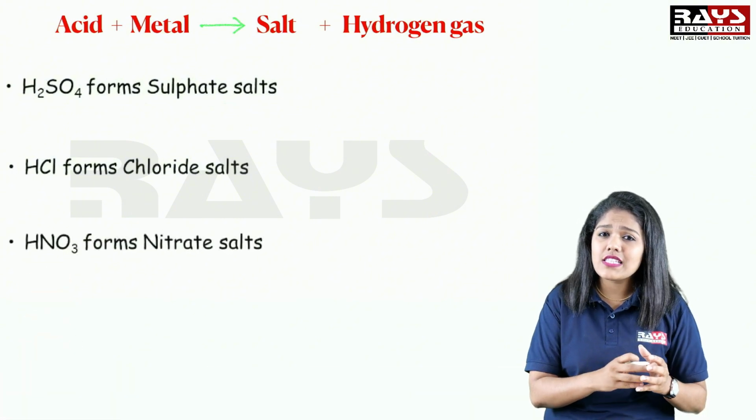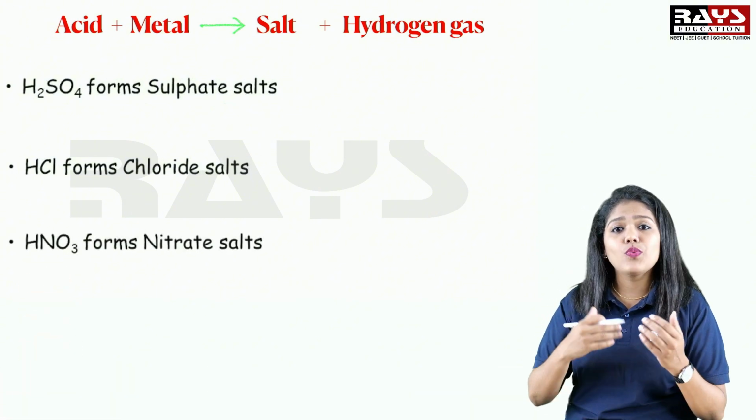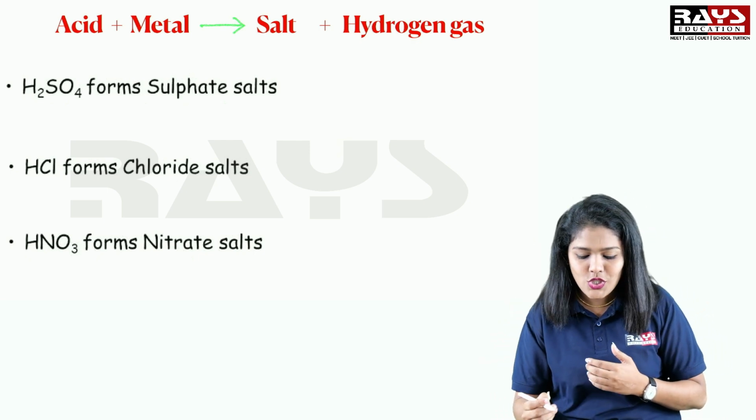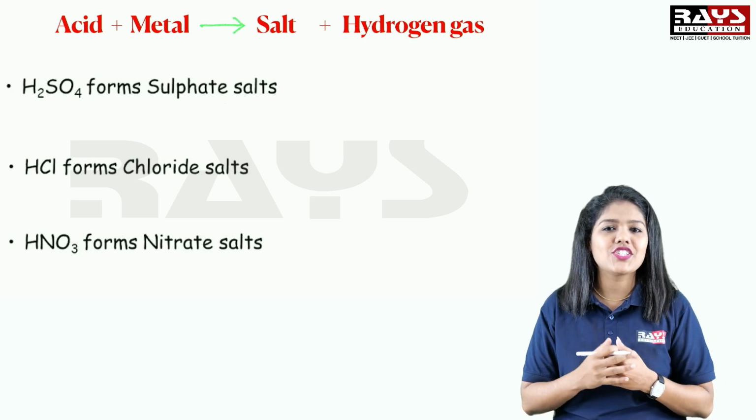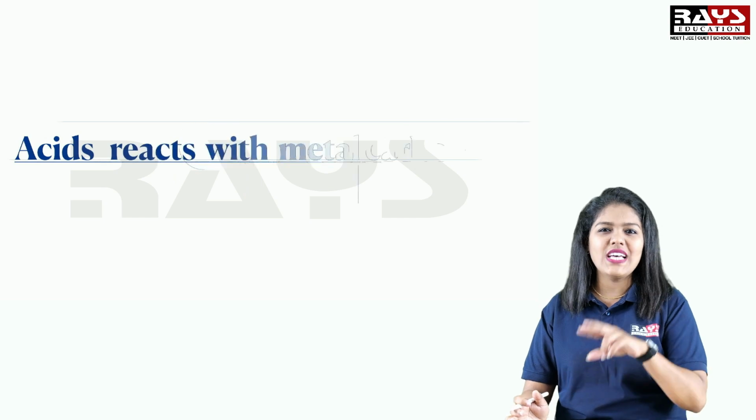If a metal reacts with dilute nitric acid, it will produce what? Hydrogen gas and also nitrate salt. Okay, this is in general. So I think this reaction will be clear for you. Now we can move to the second reaction.